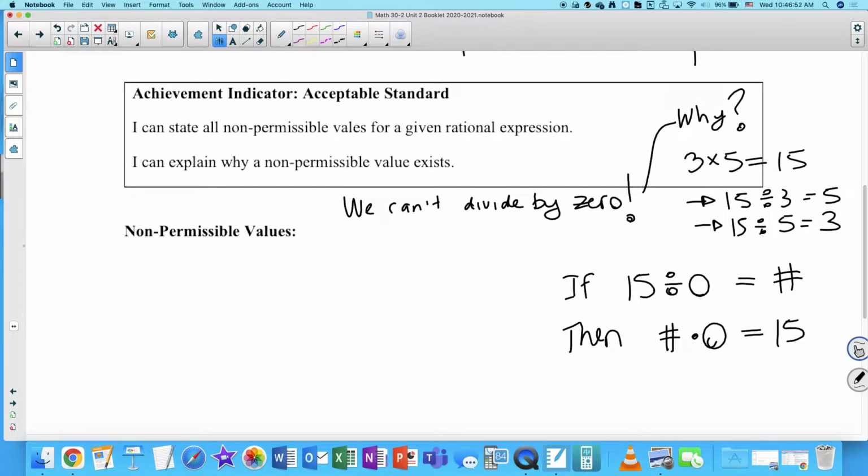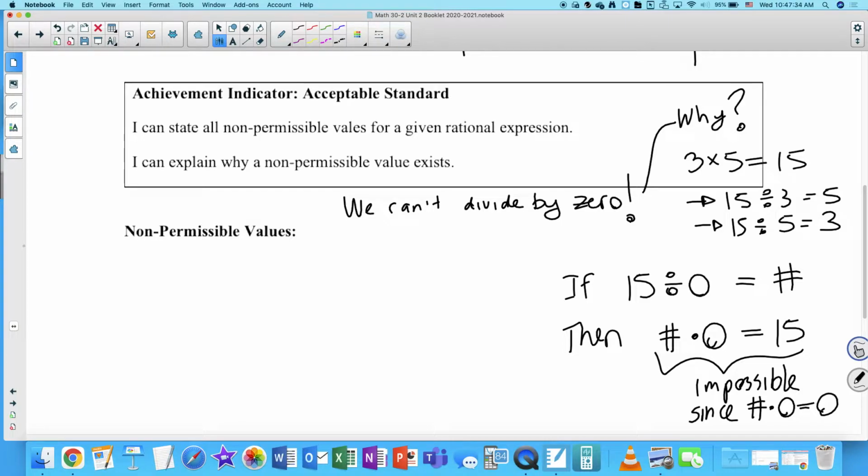If that number existed, then this would also be true. Okay? This is not true, because whenever you take any number and you multiply it by 0, you get 0. You don't get 15. So this is impossible. So what we conclude from that is that if that's impossible, this number doesn't exist, or it's undefined. We have no way of defining it. Okay? Questions with that?